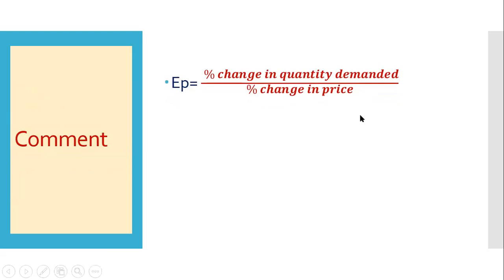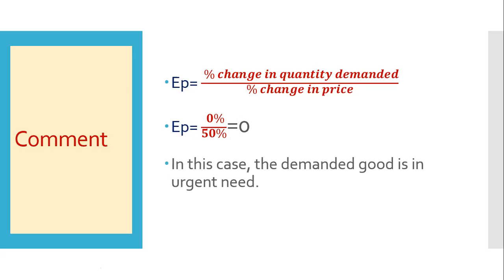So now let us see in the formula. Here, percentage change in quantity demanded over percentage change in price. You see quantity demanded is 0%, that means there is no change in demand, that's why the change is 0. And for price, a 50% change is shown. When you divide 0 by any number, you get the answer 0. So it is called perfectly inelastic demand. In perfectly inelastic demand, the result is 0. In this case, the demanded good is in urgent need.